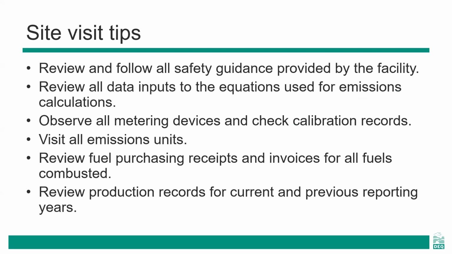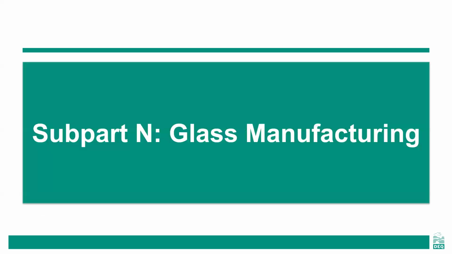During site visits, review and follow all safety guidance provided by the facility. Check all data inputs used for emissions calculations. Observe metering devices. Check calibration records. Visit all emissions units. Review fuel and chemical purchasing receipts and invoices. And review production records and compare to previous year's records, noting any anomalies.